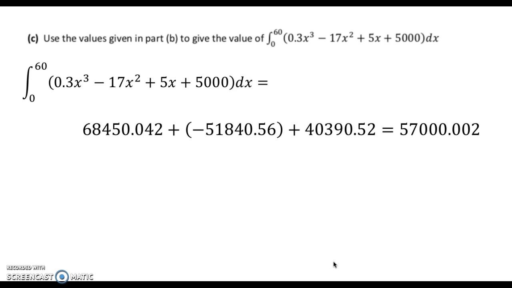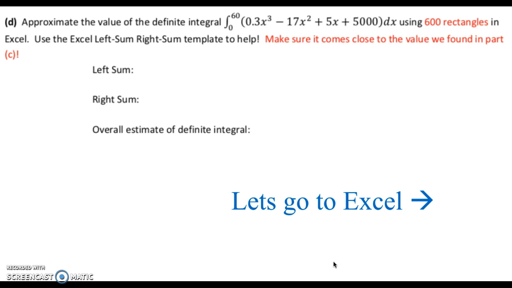All right, part D says, okay, now can you approximate the value of this definite integral by using 600 rectangles in Excel? Use Excel to do the left sum, the right sum, and the template we used in the past, to come up with the approximation for this using Excel. Now this is definitely a tool you're going to need for your final exam, so make sure you know how to do this. So let's go to Excel to look at how we would do this.